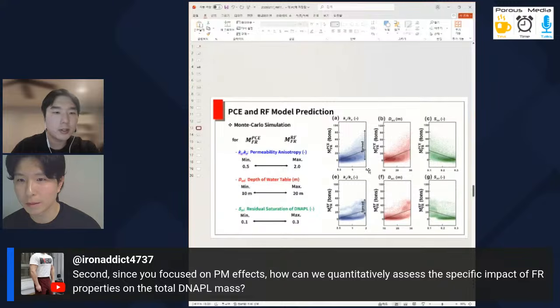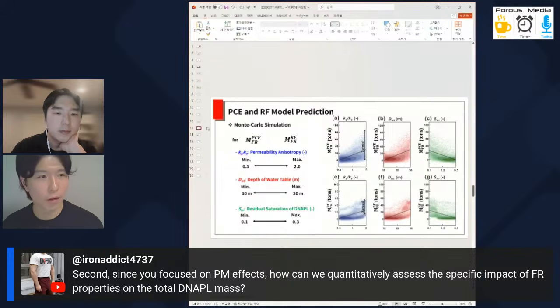And the second question is, since you focused on PM effects, how can we quantitatively assess the specific impact of FR properties on the total DNAPL mass? Okay, this is a really good question, I think.